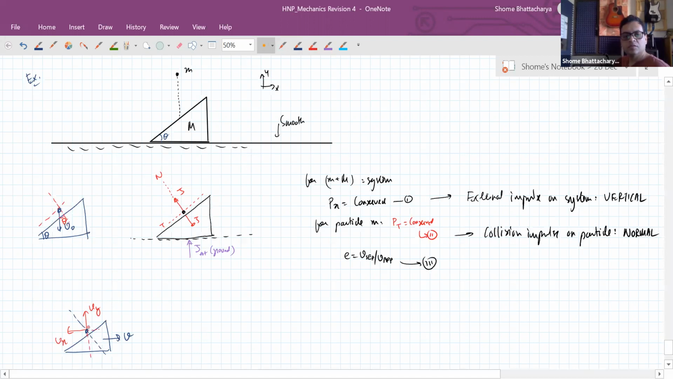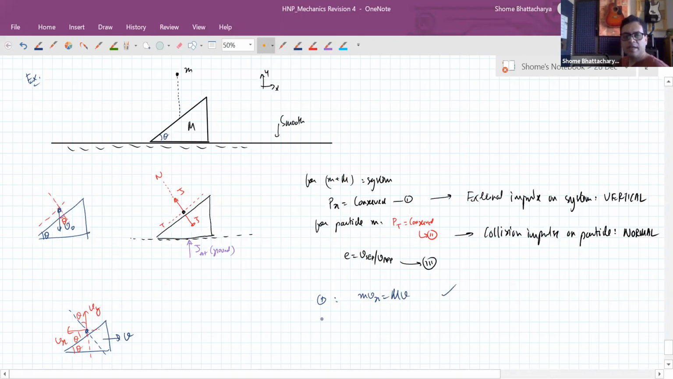So once again, this angle will be theta, this angle will be theta, because this angle is theta. So horizontal momentum conservation for the system, that first equation, what will it give us? It will give us that small m vx is equal to capital M v, because the system's horizontal momentum is 0. So that's the first equation.